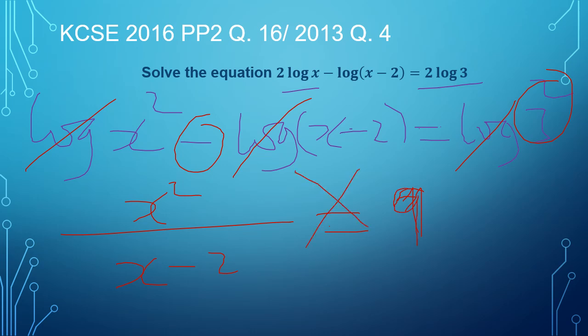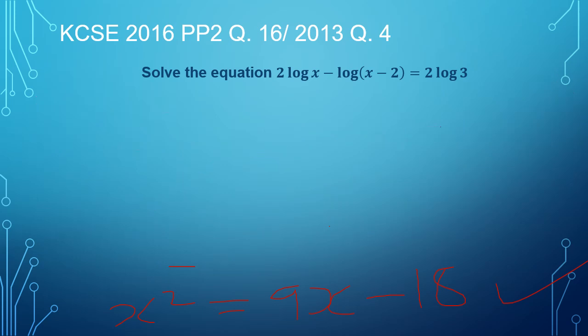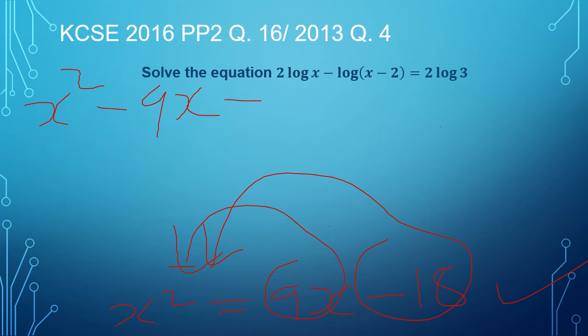Then we do the cross multiplication. So we'll have x squared is equal to 9x minus 18. You can see that this one is a quadratic equation. So what follows is writing that equation in the form that it is supposed to be: ax squared plus bx plus c is equal to 0. So this will be x squared, minus 9x, and this will now be plus 18 is equal to 0.